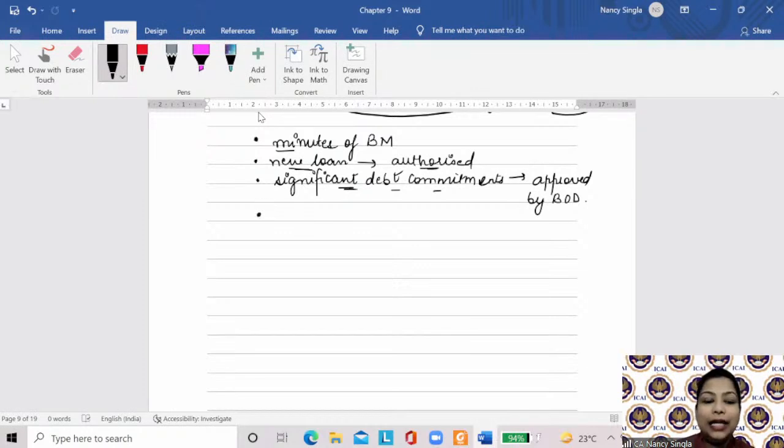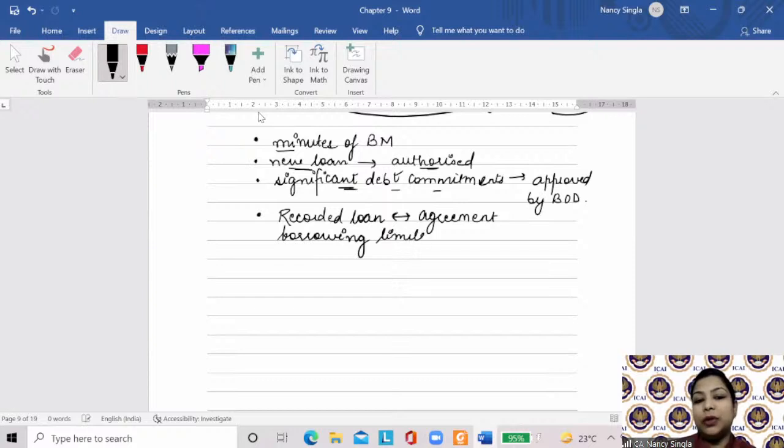And the second thing that you told me was the recorded loans, that is whatever is coming in the financial statements of the client, should agree with the agreement. If there is a loan, then the terms, the interest rate, the repayment, and whatever has been recorded should all tally. And the borrowing limits, if any, mentioned in the agreement, that this much amount will be given, should not be exceeded.